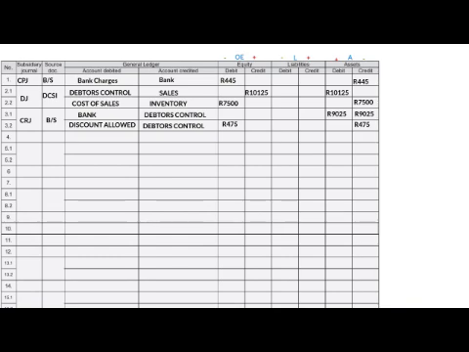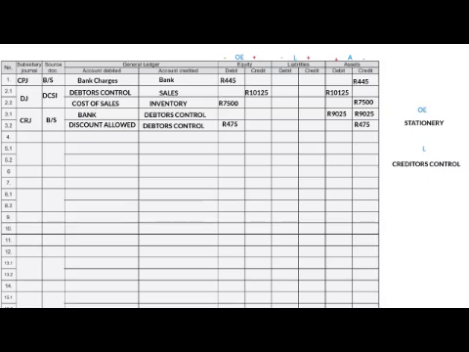Number 4, stationery was bought on credit for 12,000 Rand. Step 1, let's determine our two ledger accounts. The first one will be stationery, and the second ledger account will be creditors control. Step 2, let's classify these two ledger accounts. Stationery is an owner's equity account. Creditors control is a liability account.